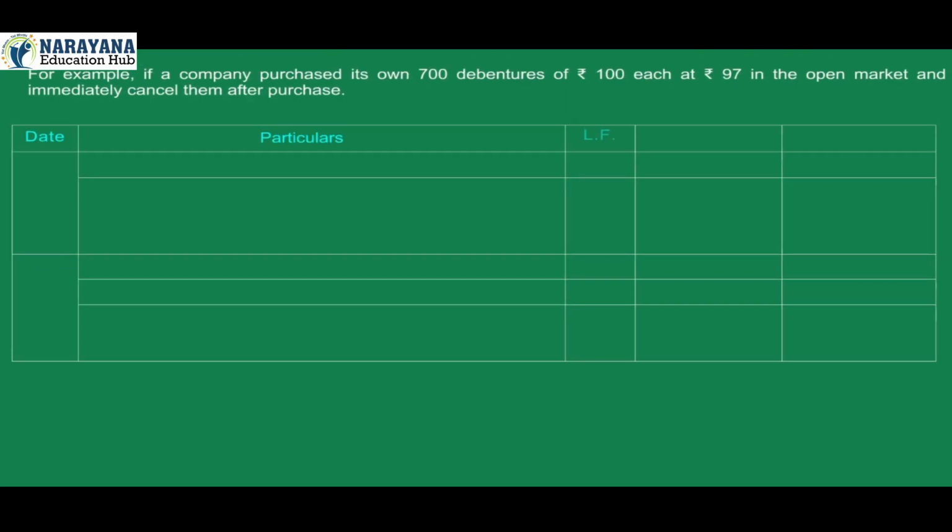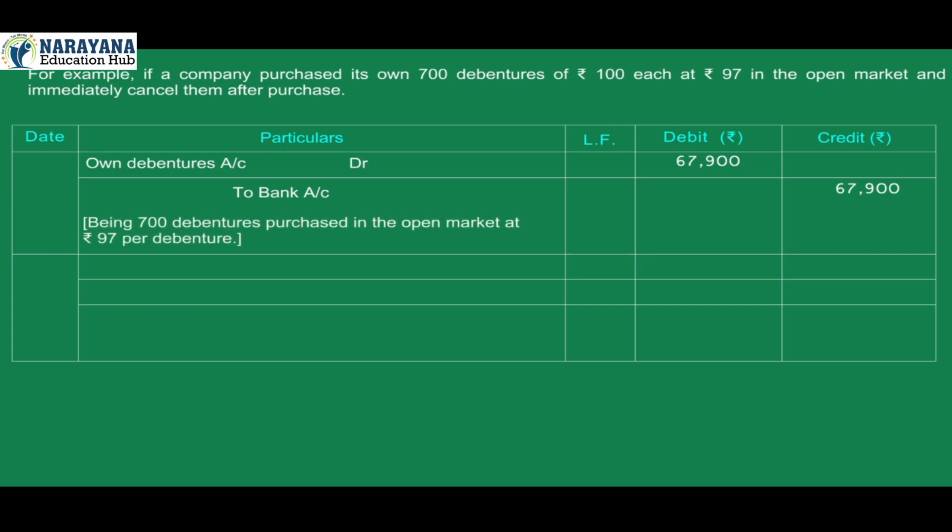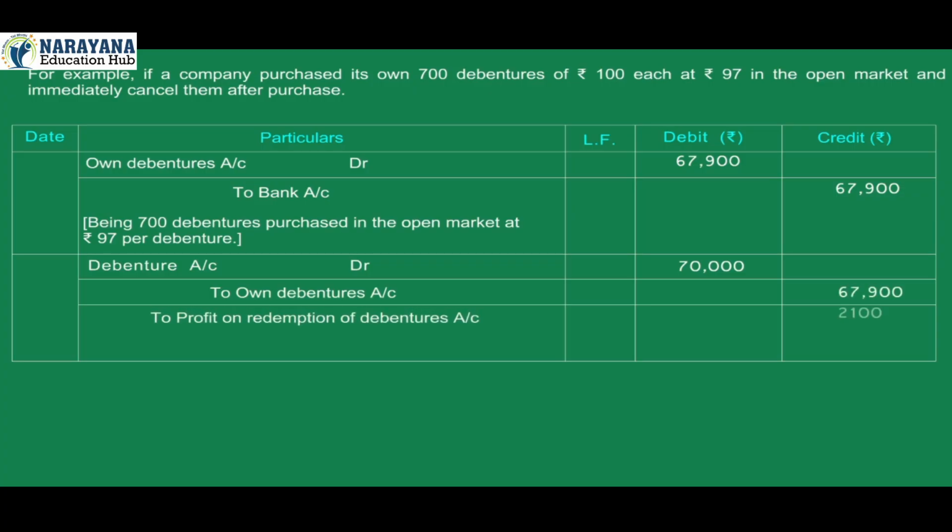Date, particulars, ledger folio number, debit, credit. Own debentures account debit 67,900 to bank account credit 67,900, being 700 debentures purchased in the open market at Rs 97 per debenture. Debenture account debit 70,000 to own debentures account credit 67,900, to profit on redemption of debentures account credit 2,100, being cancellation of own purchased debentures.